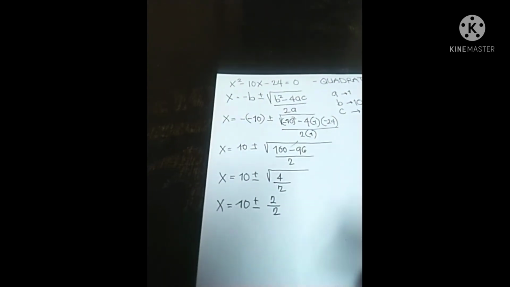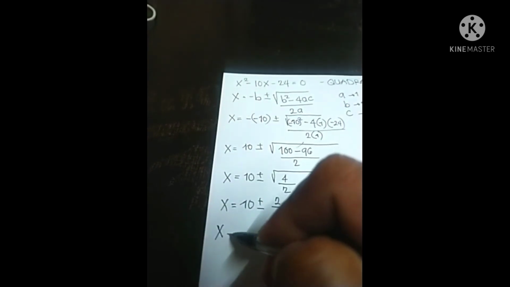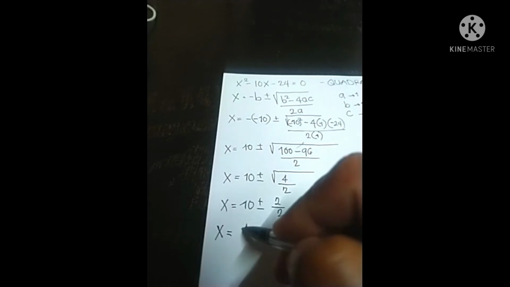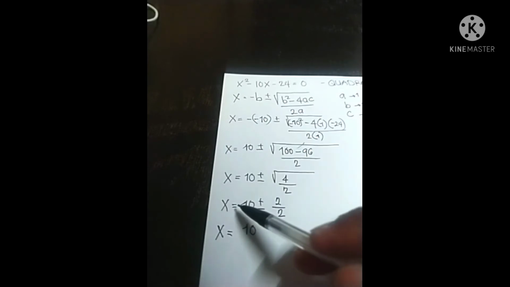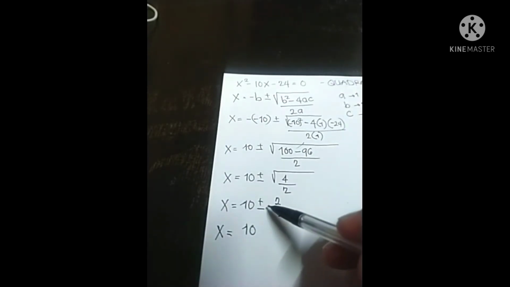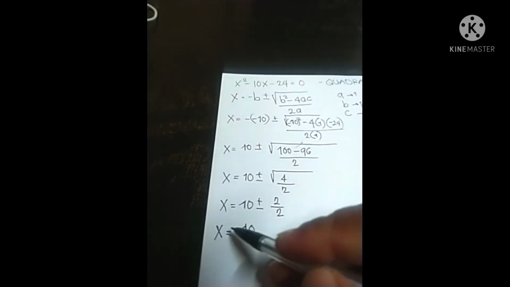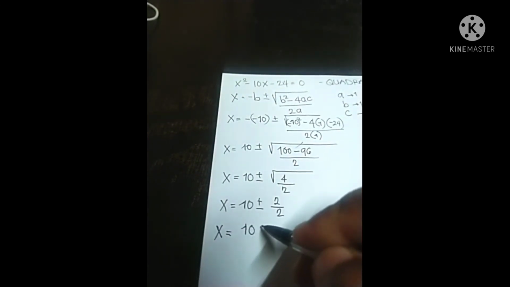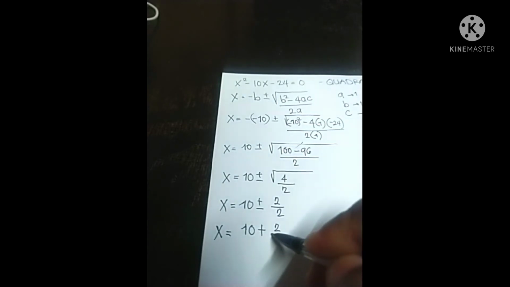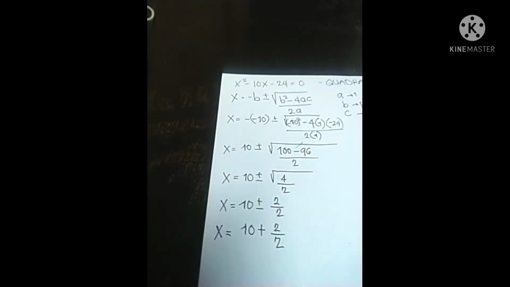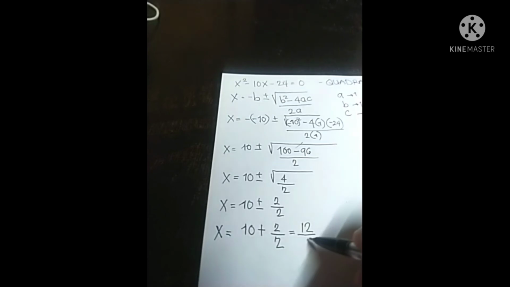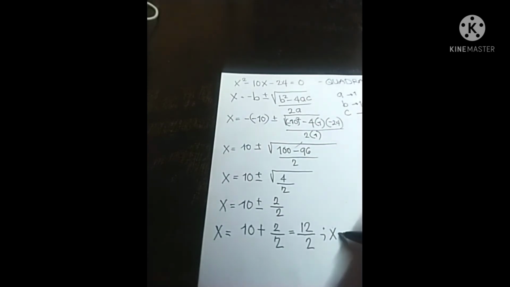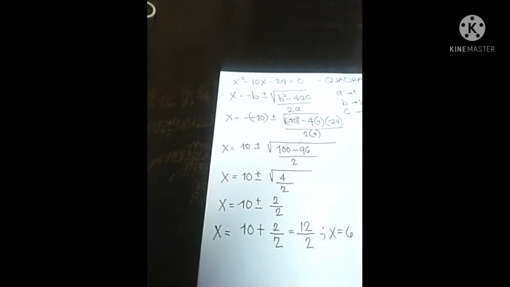Okay. Then x is equals to 10. So we separate the value of x from positive to negative. So from positive sign, x is equals to 10 plus 2 over 2, which is equals to 12 over 2. Therefore, x is equals to 6. Okay?